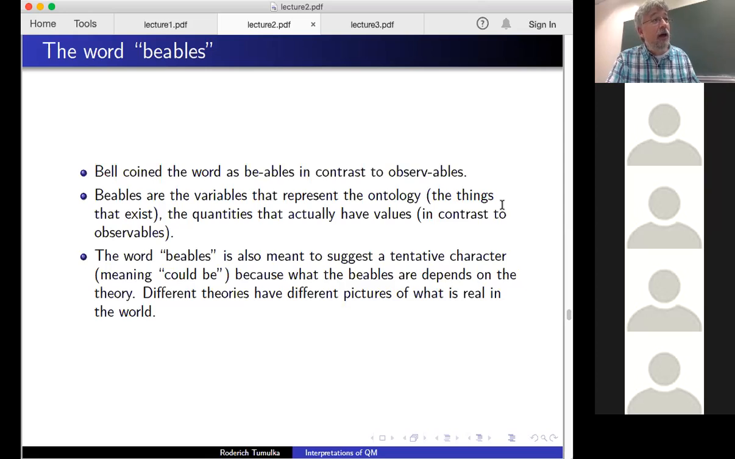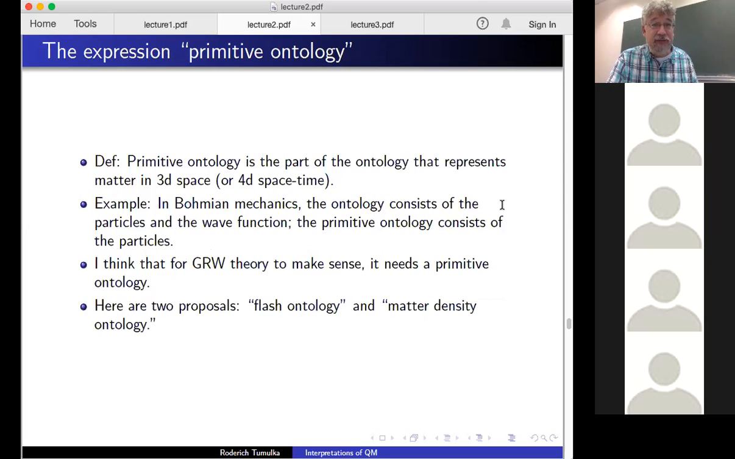For example, Bohmian mechanics makes the hypothesis that particles are literally material points moving around. They have trajectories. GRW theory denies that. In GRW theory, there are no trajectories.